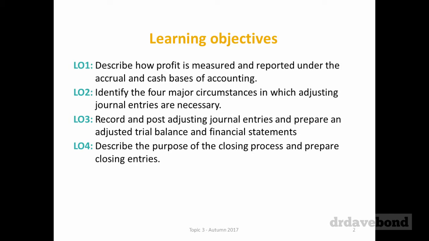The second bit is identifying the four major circumstances in which adjusting journal entries are necessary. The third thing we'll be doing is then working through an example of this. And the fourth thing we'll do is look at the closing process.